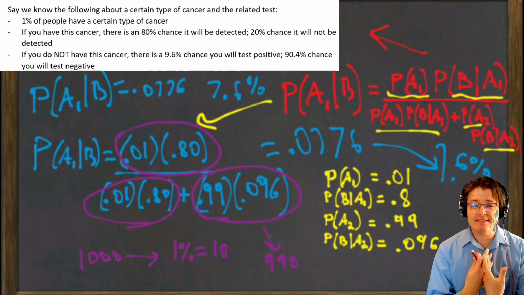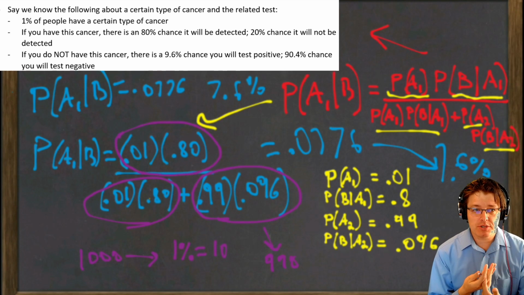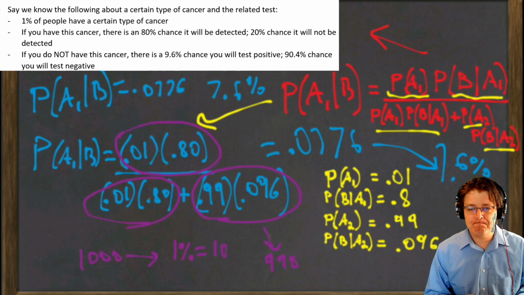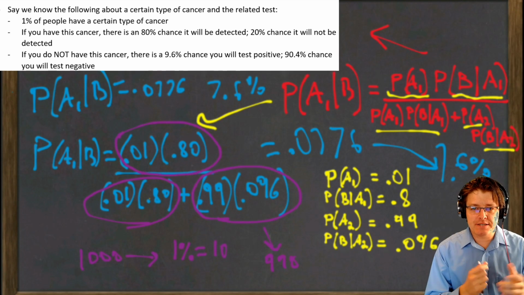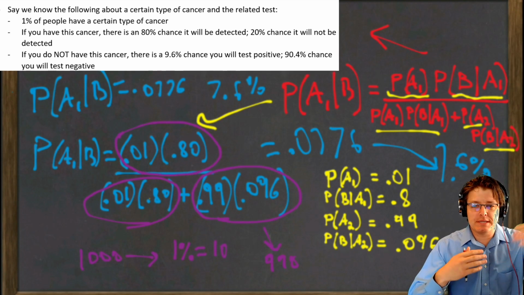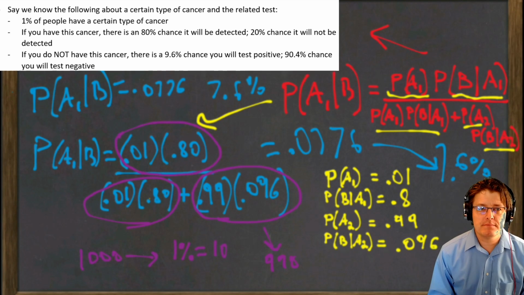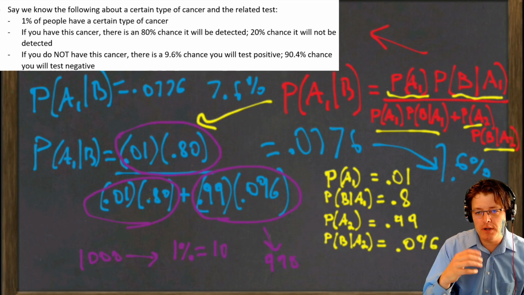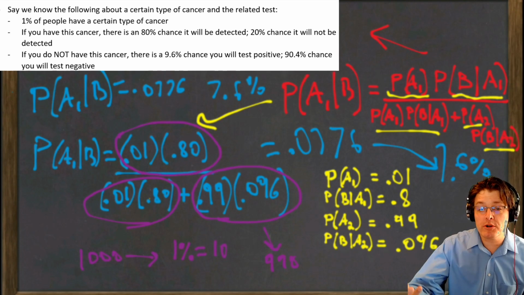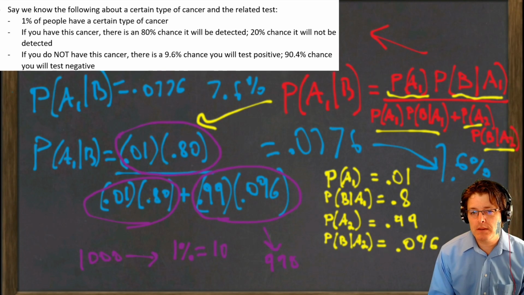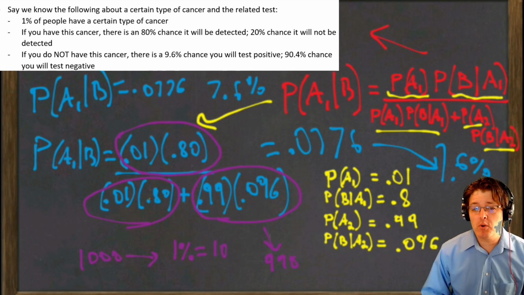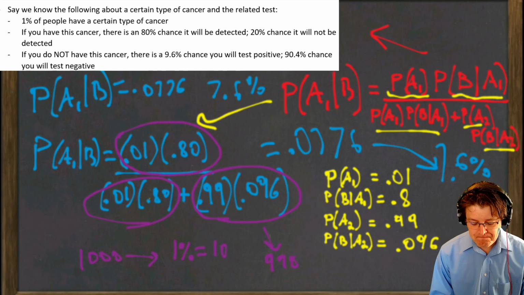Now, again, this is highly dependent on the numbers that we chose here. So if we had a more effective test, if the 80% was 95% and the 9.6% was 2% or something, that would lead us to be more certain that we had the cancer here, although still not that high of a number. It might be more like 30% or 40%.